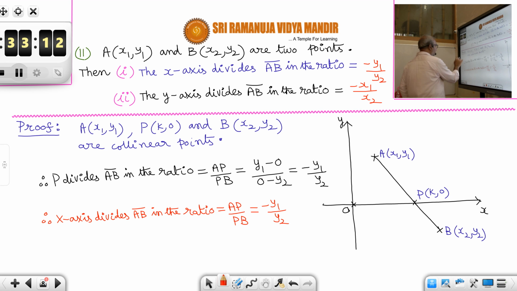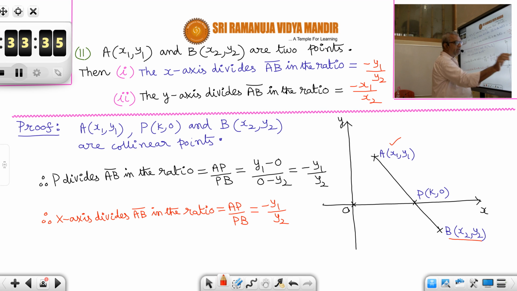So I am going to prove this by using the previous concepts. So A(x1, y1) and B(x2, y2) are 2 points. For example, A I have taken in the first quadrant, B I have taken in the fourth quadrant. So A and B are 2 points. I am joining them by means of a line segment. I have drawn a line segment AB.